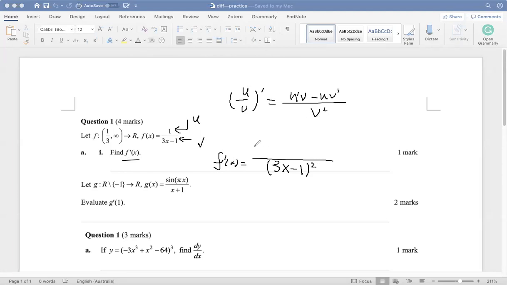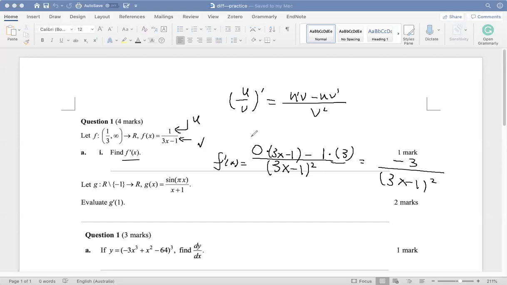Then my u dash is 0, times my v, which is 3x minus 1. Then minus my u, which stays the same, just 1, and the v dash is 3. So when we combine everything together, over (3x minus 1) squared it's just minus 3, because the first 0 times 3x minus 1 is just 0. Okay, that's it. We use the quotient rule, and we're done.